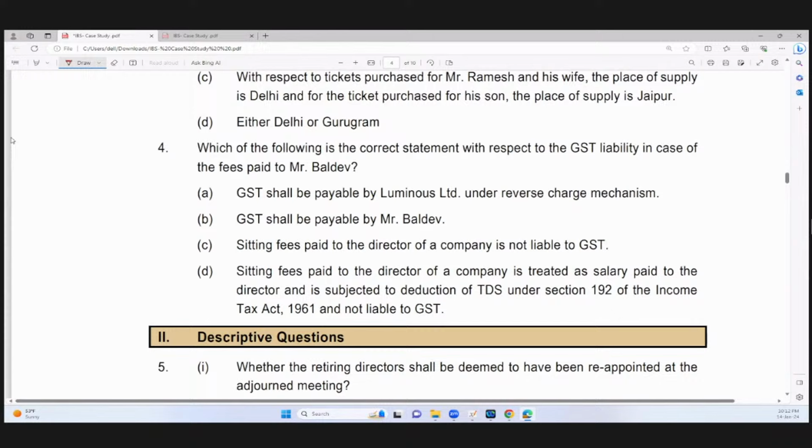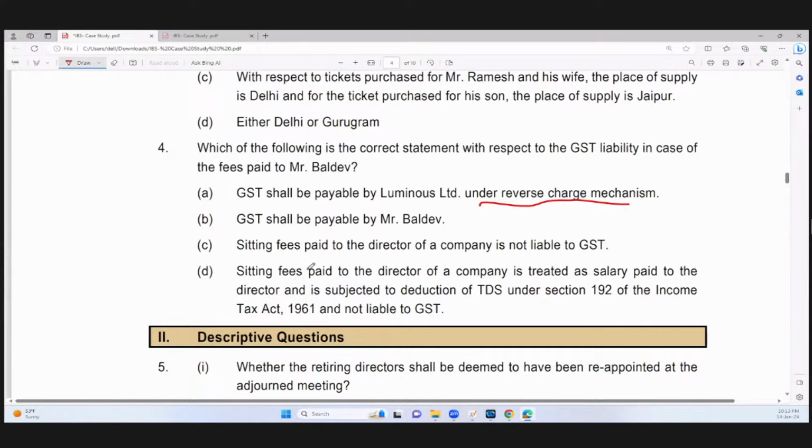अंडर रिवर्स चार्ज मैकेनिज्म। बी ऑप्शन क्या है स्टूडेंट्स, बी ऑप्शन इज जीएसटी शेल बी पेबल बाय मिस्टर बलदेव, ये तो फॉरवर्ड चार्ज में होता ही नहीं है, सिटिंग फी पेड टू डायरेक्टर इज नॉट लायबल टू जीएसटी, तो सिटिंग फी के ऊपर जीएसटी की लायबिलिटी बनती है बिकॉज ही इज नॉट एन एम्प्लॉई, in this case. Sitting remuneration he is getting is not as an employee. Sitting fee is paid to the director of a company is treated as salary paid to the and is subject. Sitting fees कभी भी salary नहीं होती, so ये D option वैसे ही गलत है.